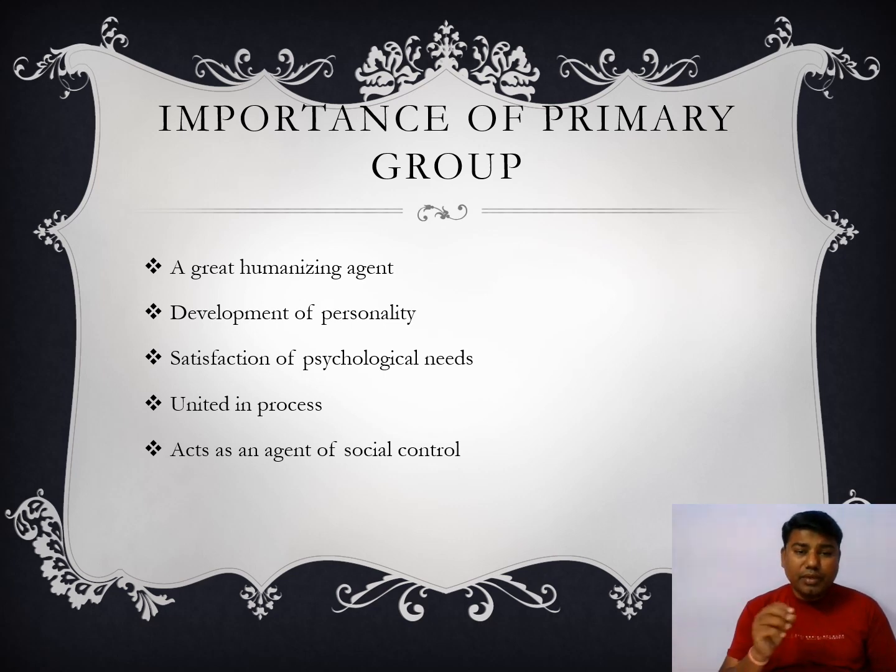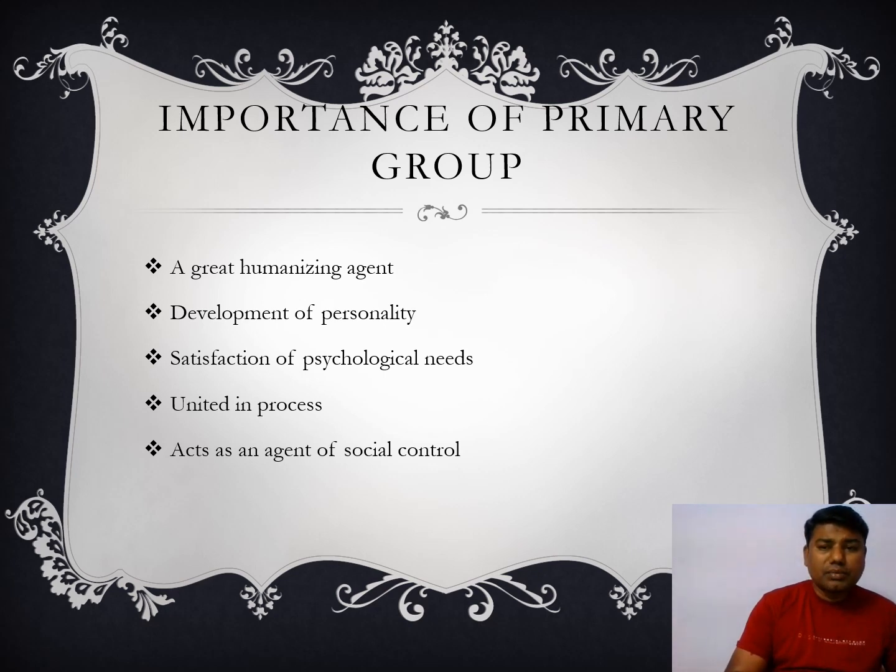That's why primary group is also an agent of social control. It not only provides different kinds of social security to the members, rather it also controls the behavior and attitude of the members. So these are the importance of primary group, why primary group is very important, and why it is necessary to be a member of primary group.